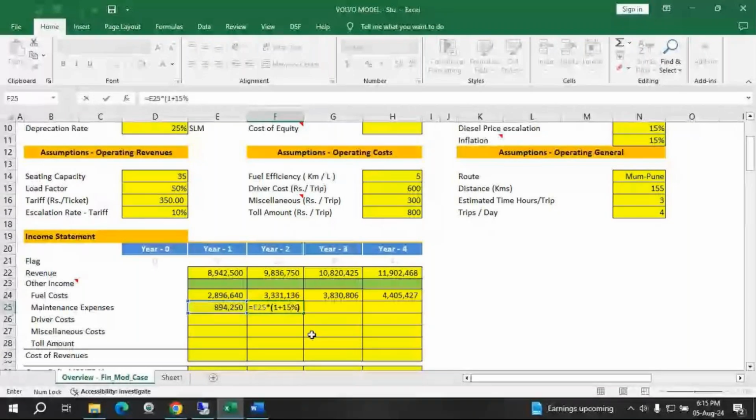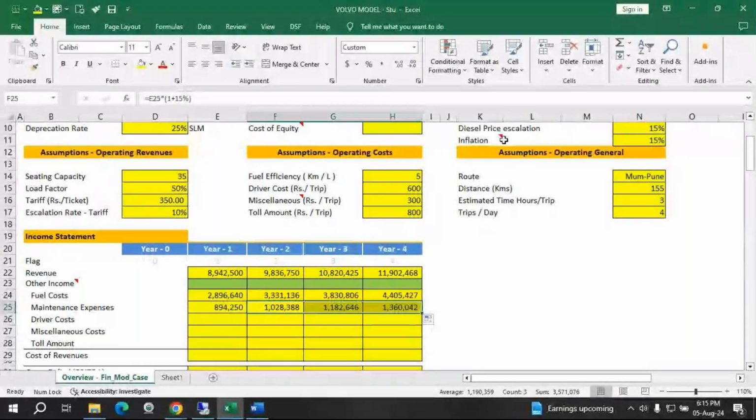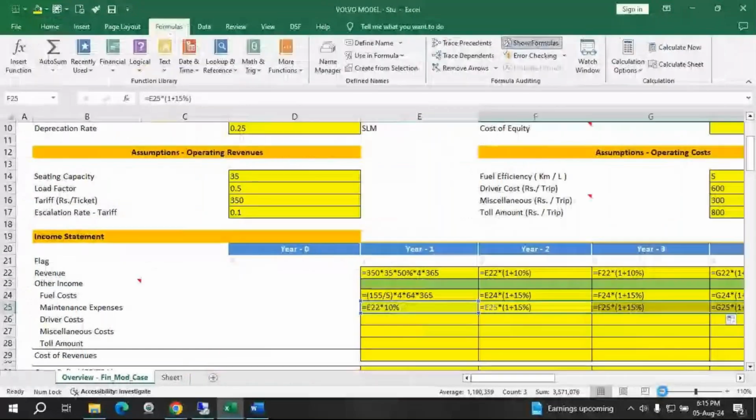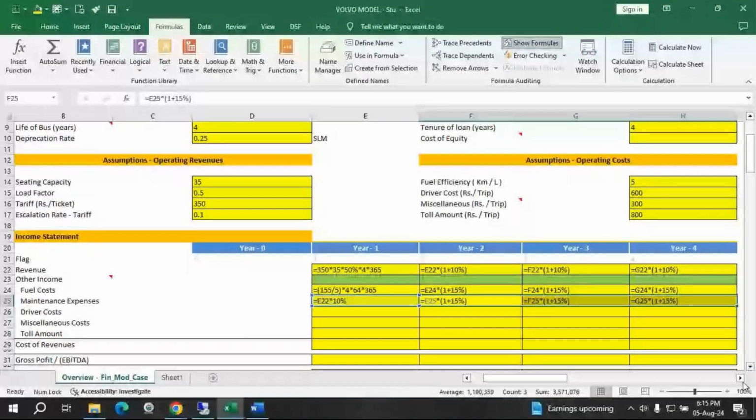So till here you people have done it properly, just check. So I'll show the formula. Check these three values, girls.